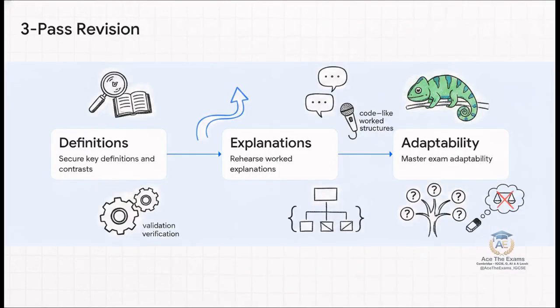To reach this level of exam mastery, you need a layered style of studying. I highly recommend what we call the 3-pass revision cycle. Pass 1 is all about securing your key definitions and contrasts, really cementing the difference between validation and verification. Pass 2 is where you rehearse worked explanations and code-like structures out loud, literally speak them into the room. And Pass 3, that's mastering exam adaptability.